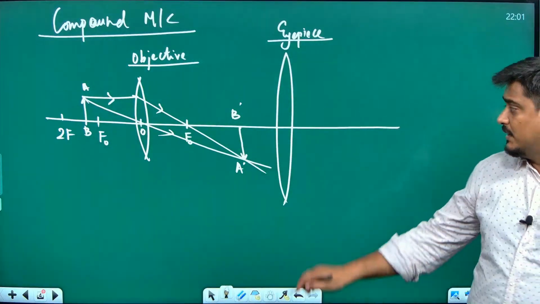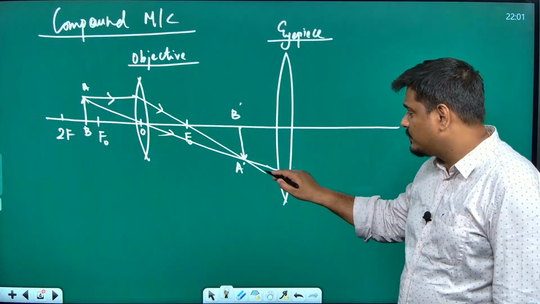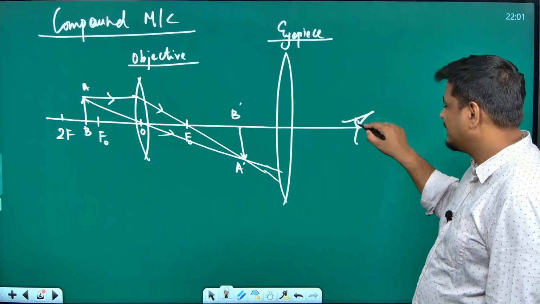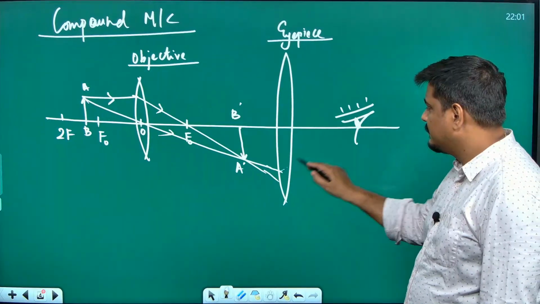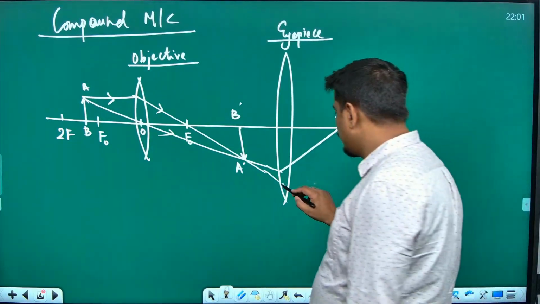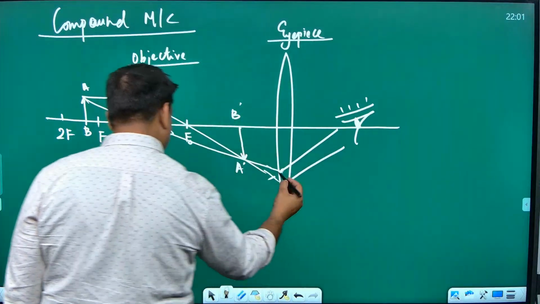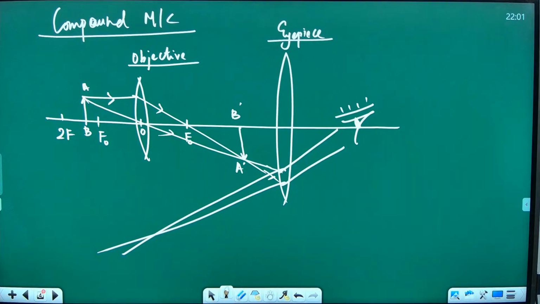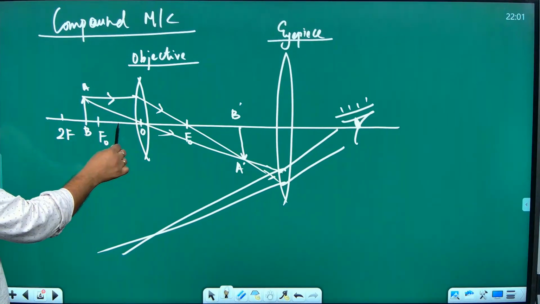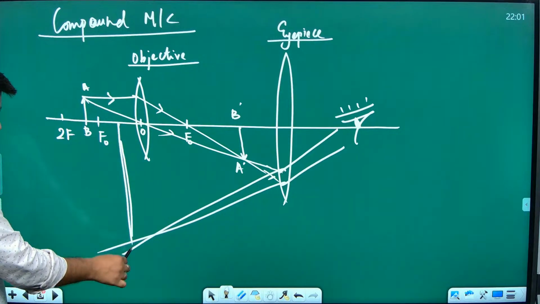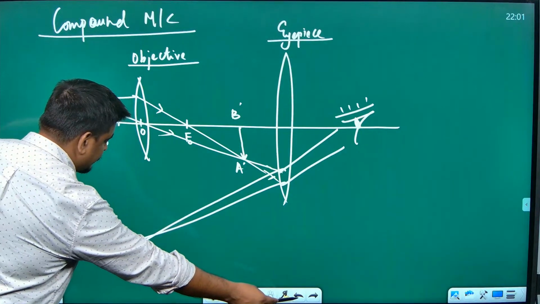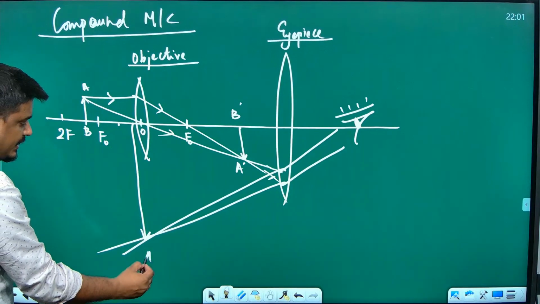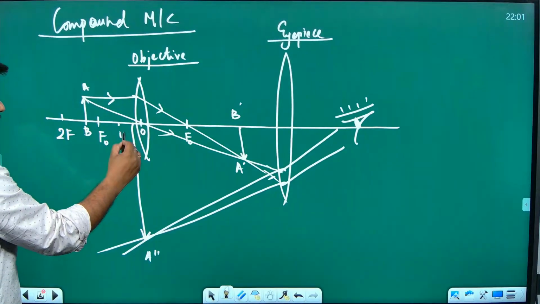And then once again it is going to come and refract, and now if we are going to see from this side, then it is going to come like this, and we are going to extend it in the back side, and when you meet it, it meets somewhere like this, and this is the point where the final image is formed. A''B''.